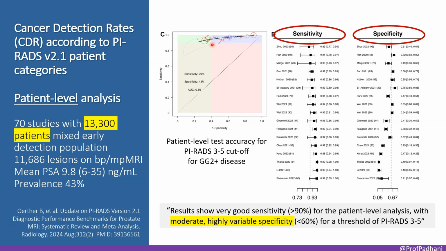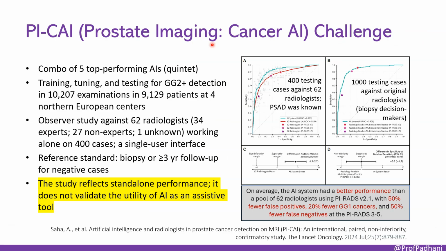We find most significant cancers, but we also trigger many biopsies for benign findings or low-grade cancers, especially with PI-RADS 3 lesions. This is an area where AI potentially offers significant value, and AI is showing promise. The PI-CAD Challenge was a landmark international competition and subsequent validation study. It tested a combination of the top 5 performing AI algorithms against 62 radiologists from 45 centers reading 400 cases, using biopsy or long-term follow-up as the reference standard.